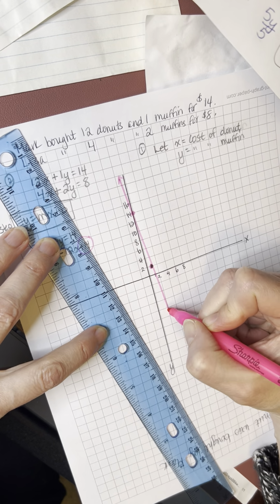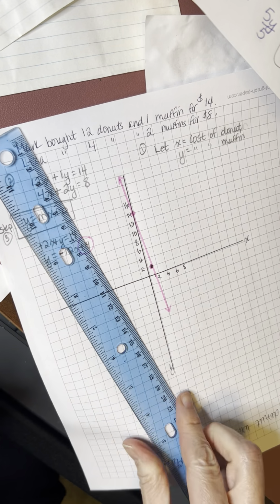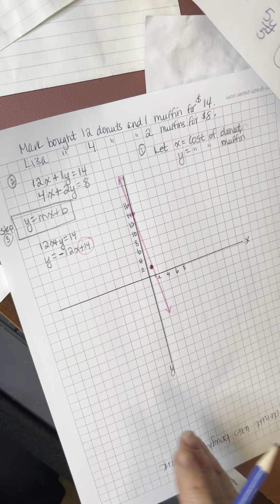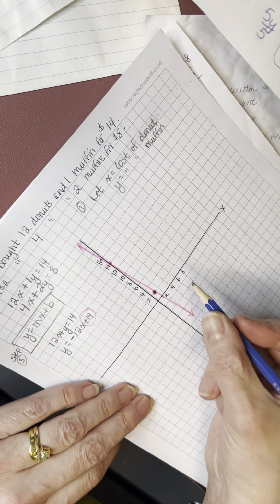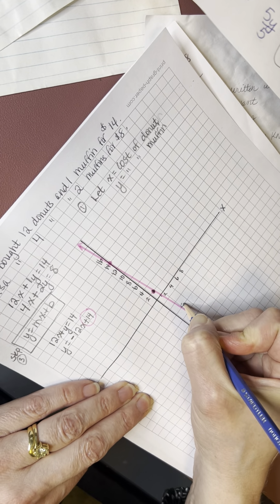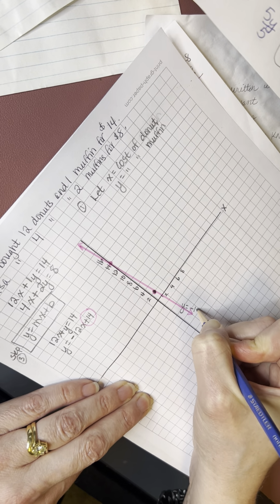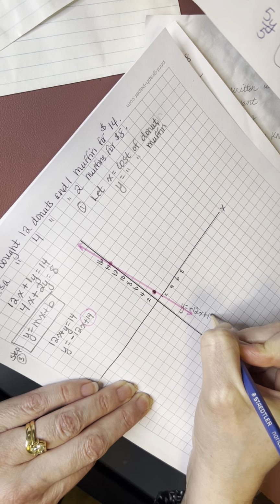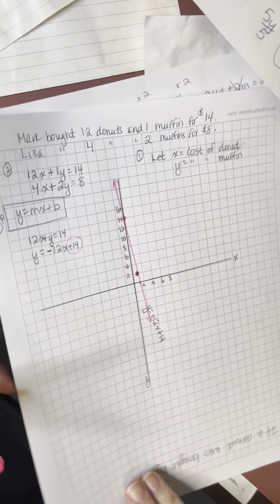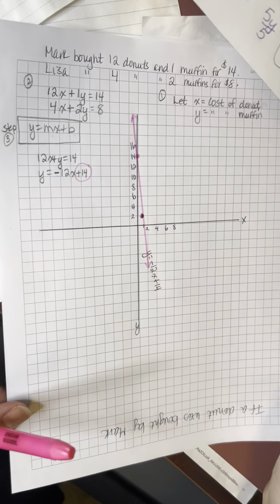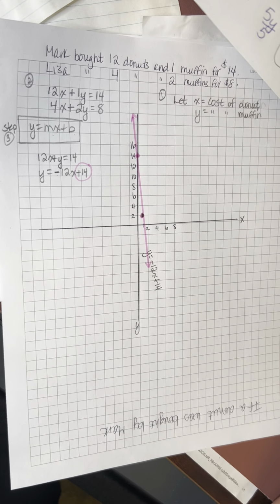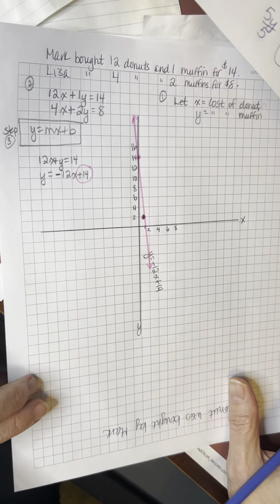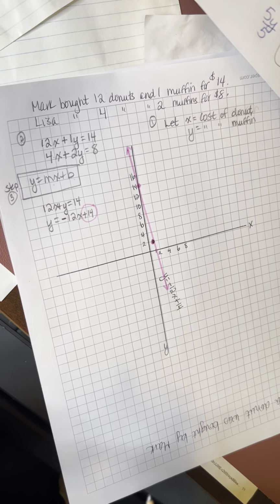Always put your arrows on it and then label it, right? Again, you're going to get points just for labeling it. So this is y equals negative 12x plus 14. So that's my first line. I'm solving this graphically. That's what I'm refreshing you on. Then I have to do my second line.